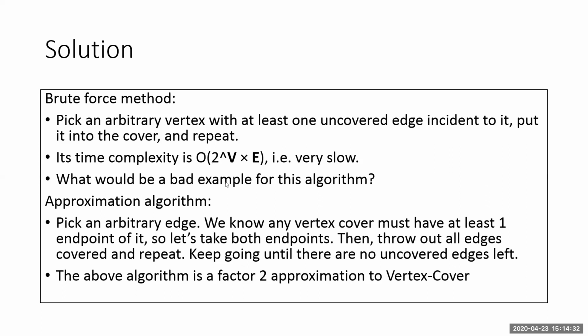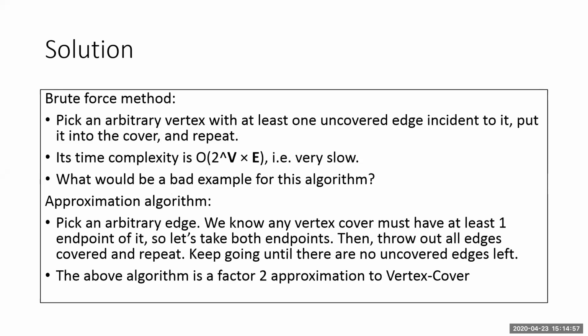And the bad example for this algorithm is what I already told you. If you go with a mesh connection of a graph, where every vertex is connected with every other vertex in the form of a star, in that case the time complexity will be too high. And how are we going to reduce it? Using an approximation algorithm. So how does the approximation algorithm differ from this?